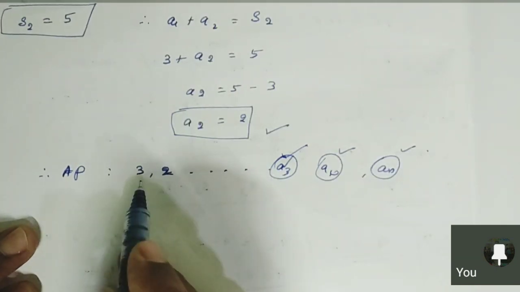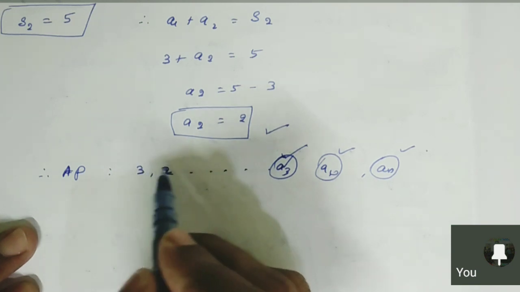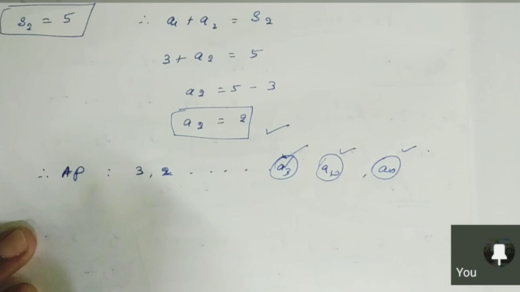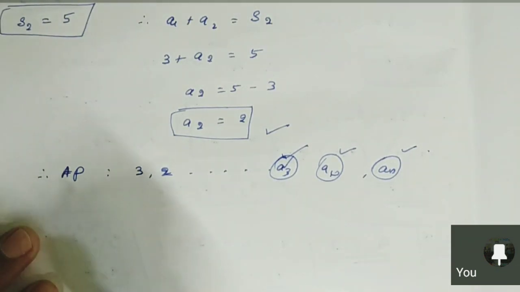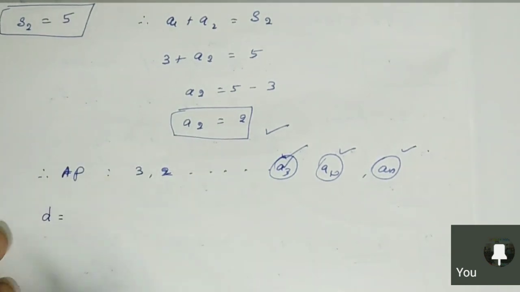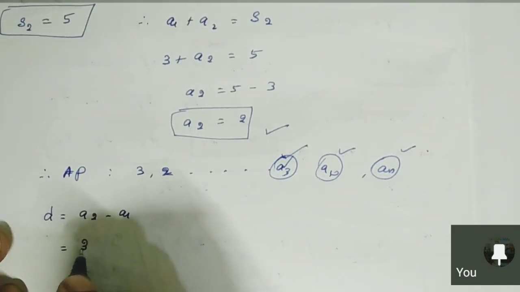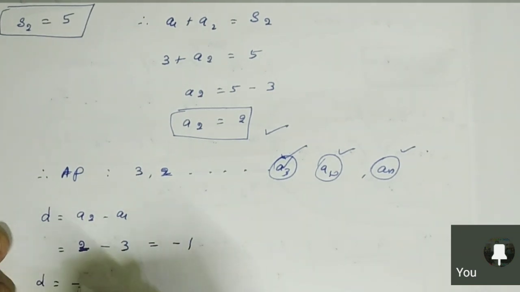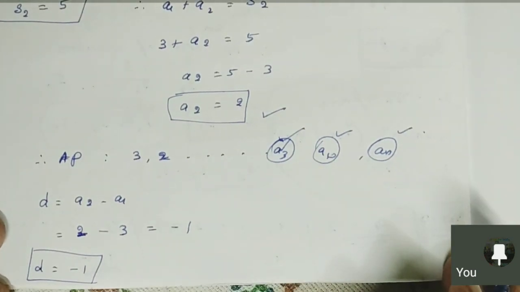Now in this AP, how will you find the A3 term? When we add some number to the preceding number, you will get the next number. It is A1, A2, A3 we need. How will you find A3? We need to add the common difference, right? Yes, sir. First, we should find D. Very good. First the common difference. What is the common difference here? D is equal to A2 minus A1. That is 2 minus 3, which is minus 1. So D is equal to minus 1. Are you clear?